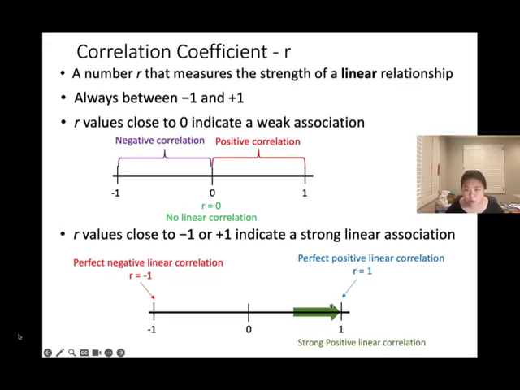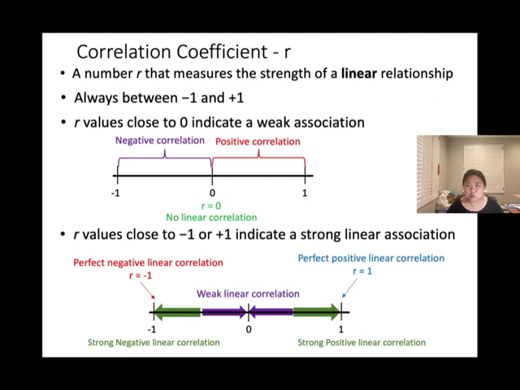So one more time, when R is close to +1, this represents a strong positive linear correlation. Close to -1, we see this is a strong negative linear correlation. However, if R is close to 0, we say this is a weak linear correlation. It means not all the points are close to the straight line.